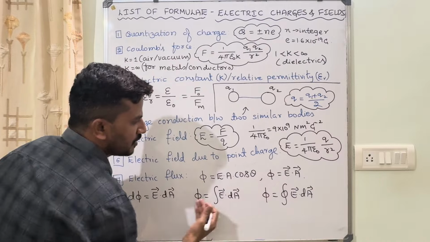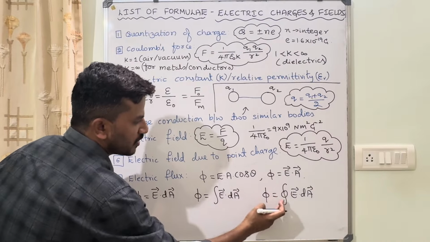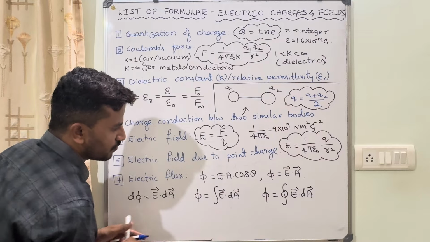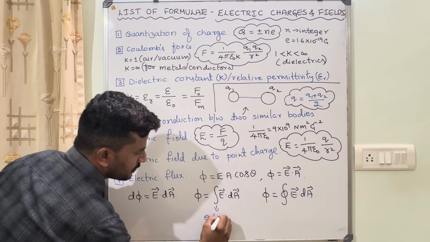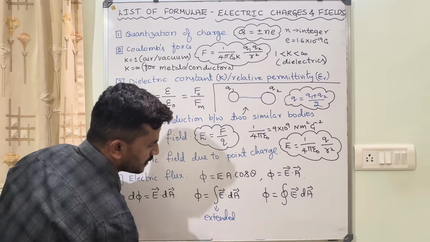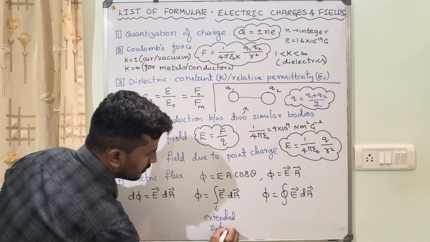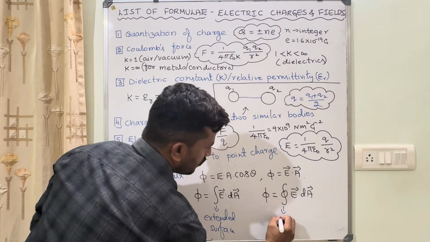What is the difference between these two? Here we have a closed surface, here we have an open surface. This is for an extended surface or open surface.